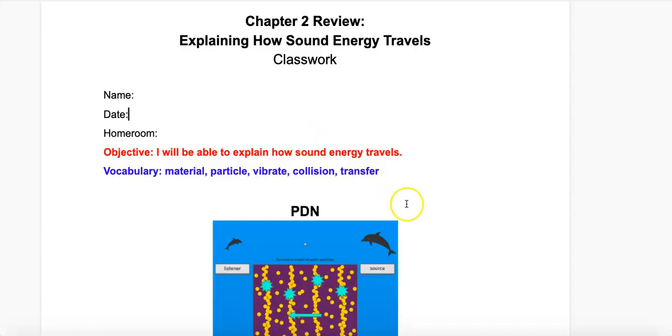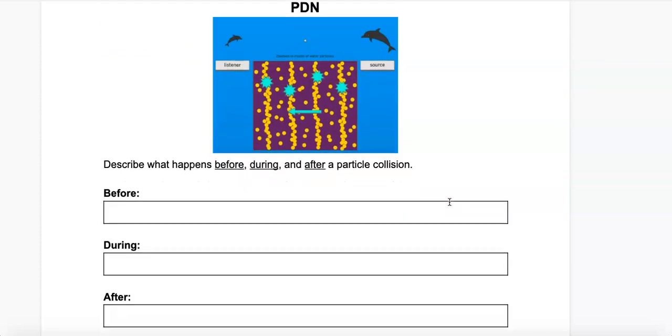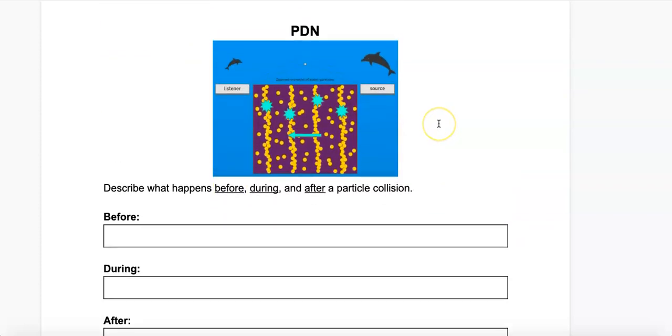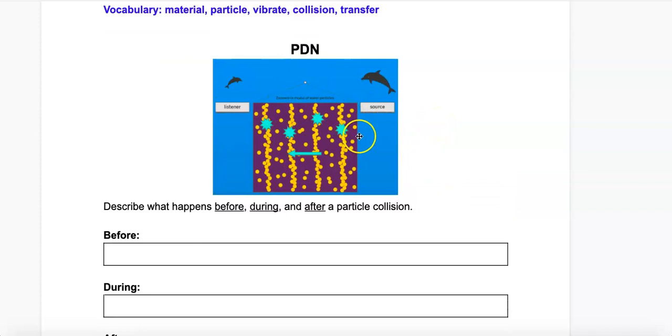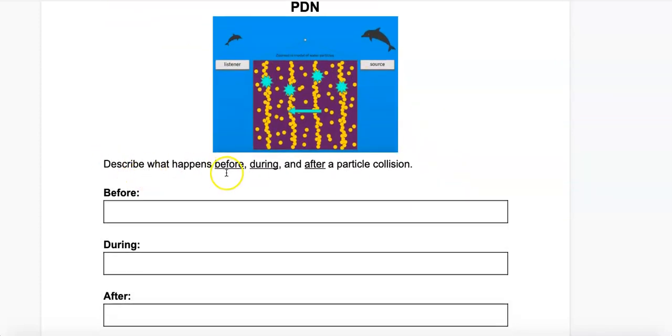On your own, you are going to complete the PDN. Today's objective, we are going to be able to explain how sound energy travels, because on tomorrow's assessment, you will need to be able to answer the question. You will need to be able to know and explain how sound energy travels. On your own, you're going to go ahead and complete the PDN. There's a little illustration here for you, a diagram. You need to be able to describe what happens before, during, and after a particle collision.